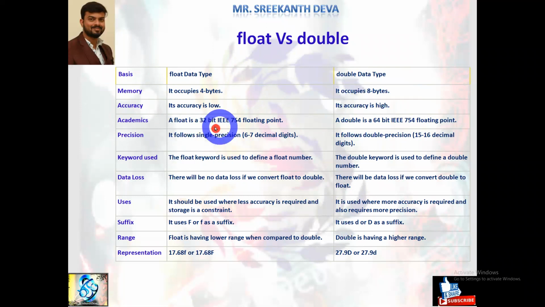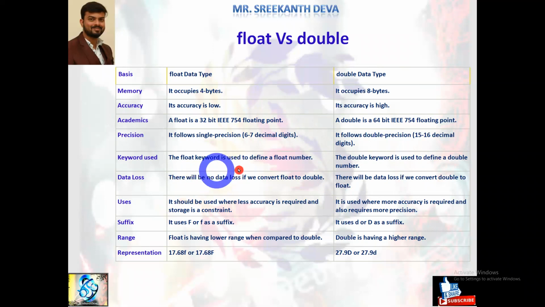A float is a 32-bit IEEE 754 floating point. As per the IEEE 754 standard, it represents 32 bits, meaning 4 bytes of memory. A double is a 64-bit IEEE 754 floating point. Float follows single precision, with 6 to 7 decimal digits. Double follows double precision, with 15 to 16 decimal digits.